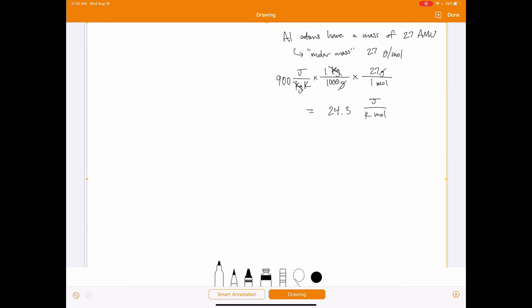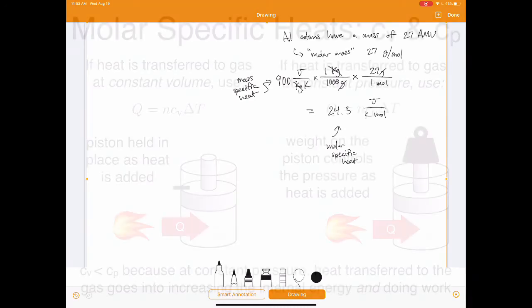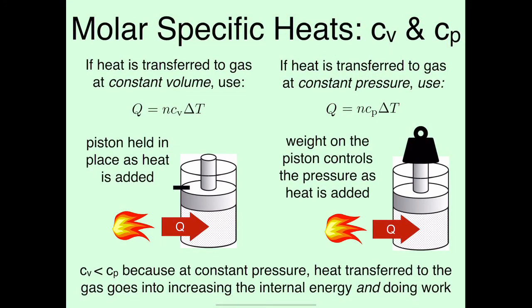So again, this is what we call our mass specific heat. Okay, that's 900 joules per Kelvin kilogram. And this is our molar specific heat. And that's how you convert from one to the other. So let's take a closer look at the molar specific heats.